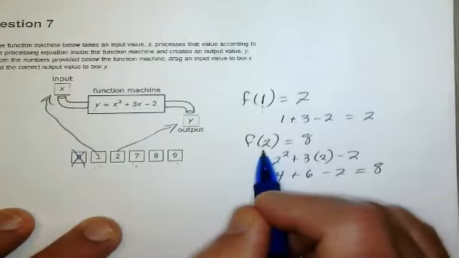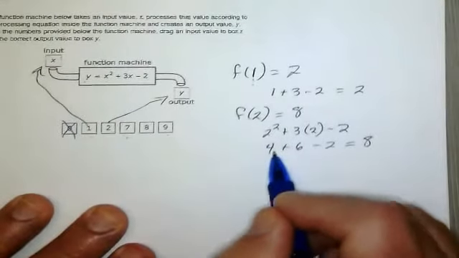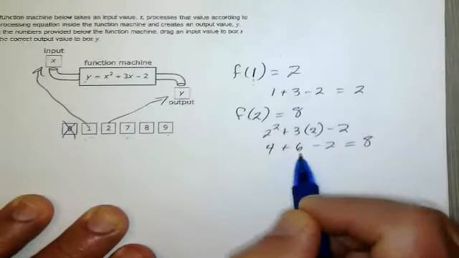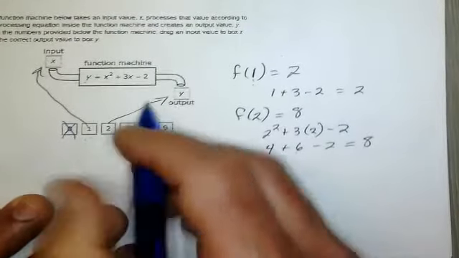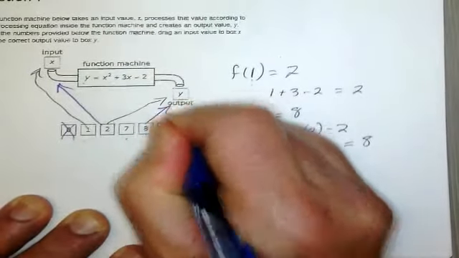Now I could also drag in 2. If I put 2 there, I substitute it in. 2 squared is 4. 3 times 2 is 6. That makes 10. 10 minus 2 is 8. So these two would also work. I could drag this here, and I could drag that there.